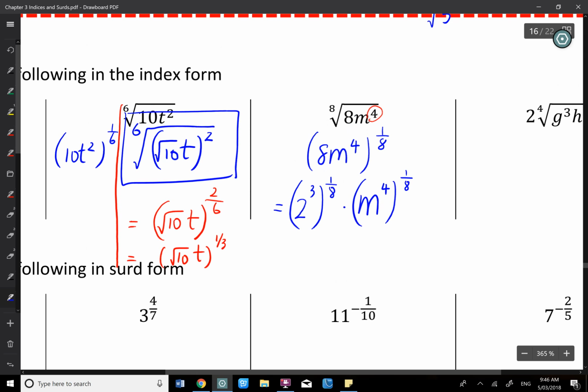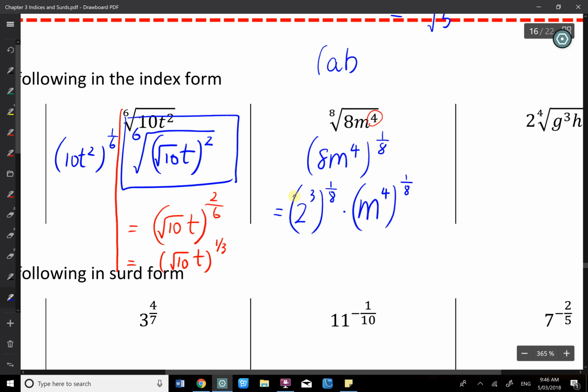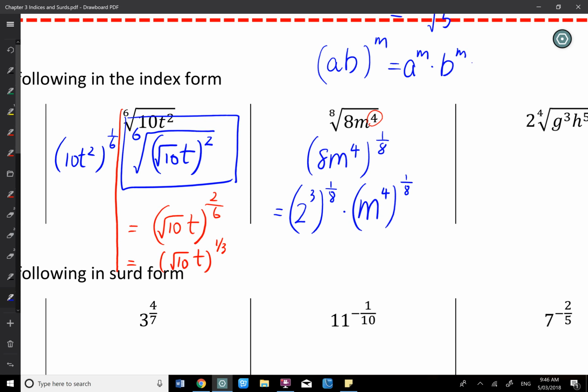Okay, so I use the law (ab) to the power of m equals a to the power of m times b to the power of m. Just separate those two. Separating is not necessary. Again, it's good to leave the answer as the first line. I'm just trying to show you more about how to calculate things. That's also something we could do.